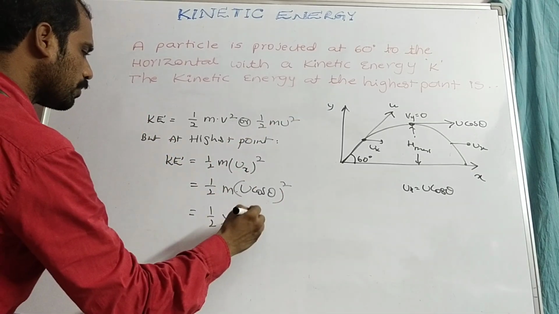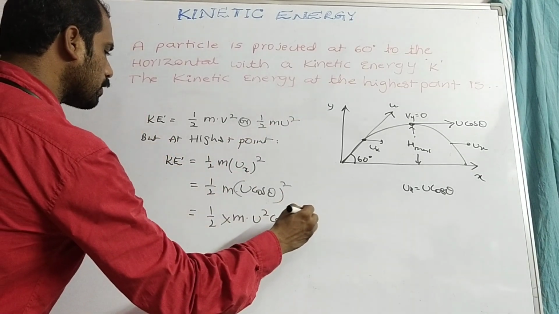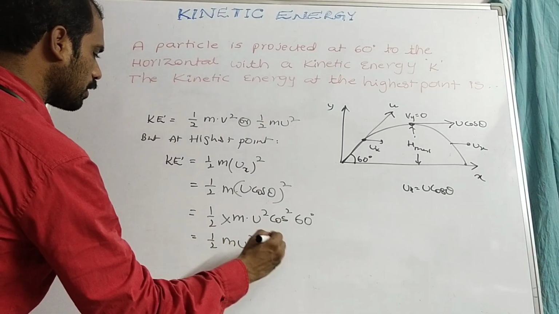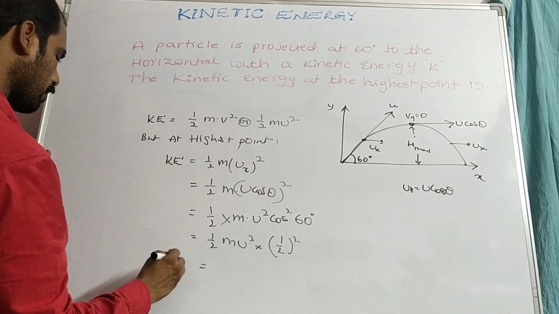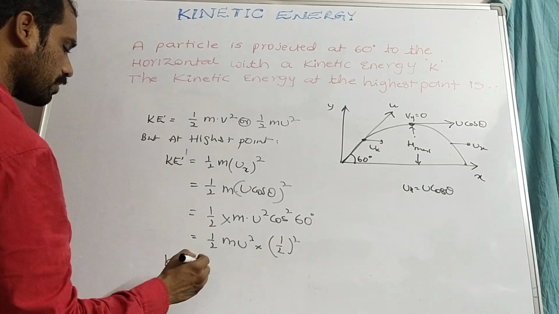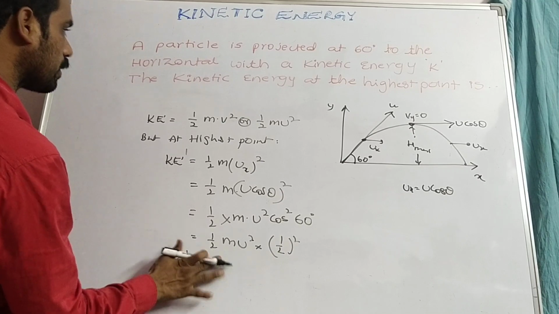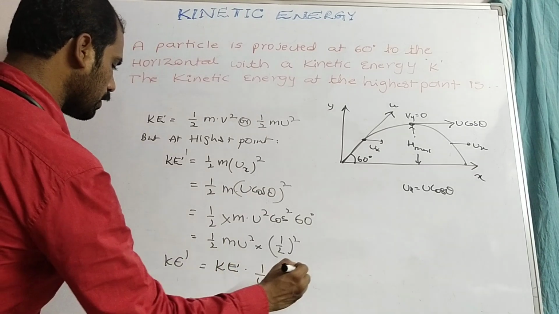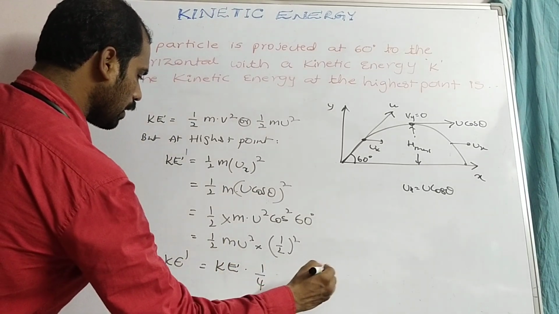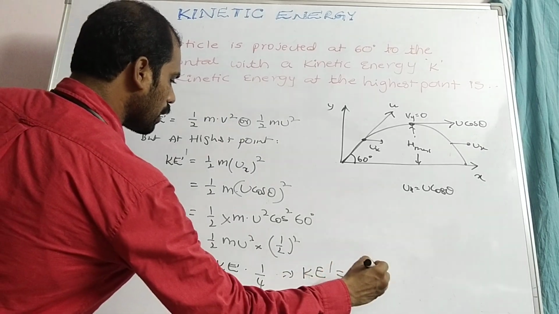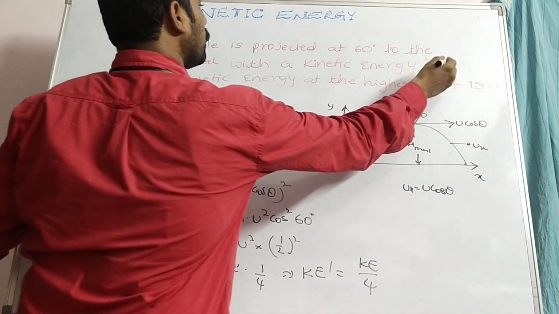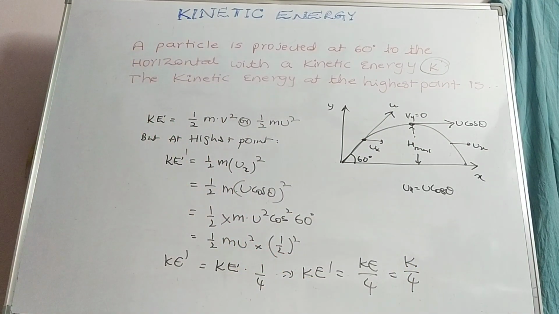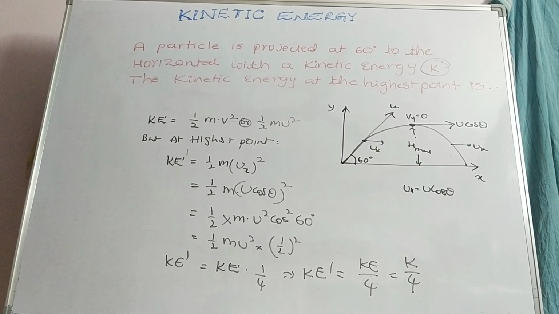So now half into m into U square cos square theta, where theta is 60 degrees. Half into m into U square into (cos 60, that is 1 by 2) whole square. Now KE dash, that is KE at maximum height, according to the initial expression, is KE into 1 by 4. That implies KE dash is equal to KE by 4, but in the given notation KE is taken as K, so it can be written as K by 4. So the answer will be 1 by 4th of the initial kinetic energy, that is K by 4.